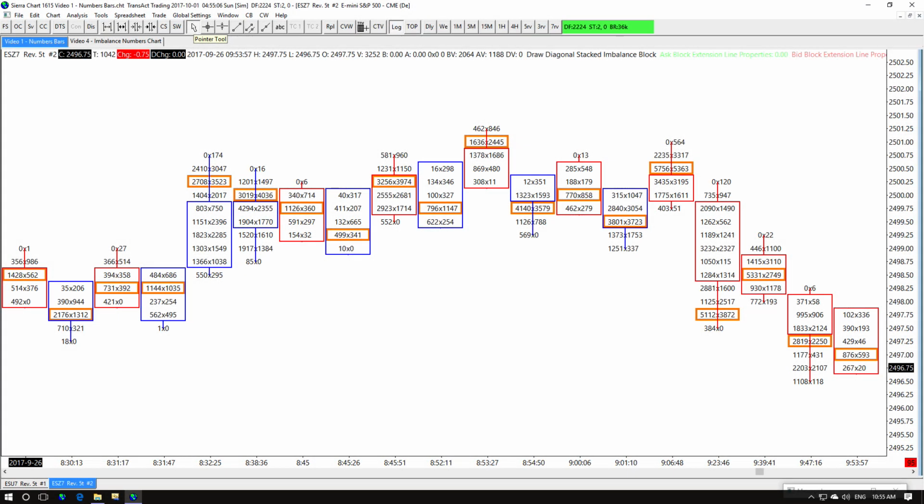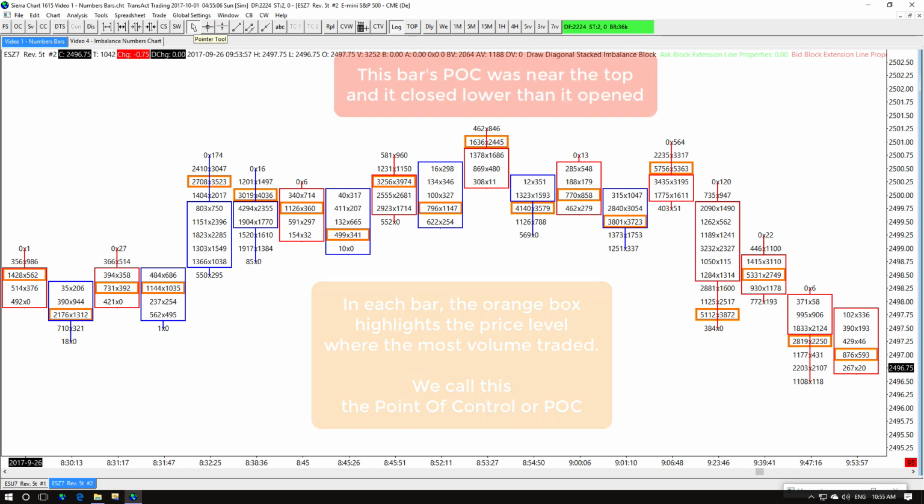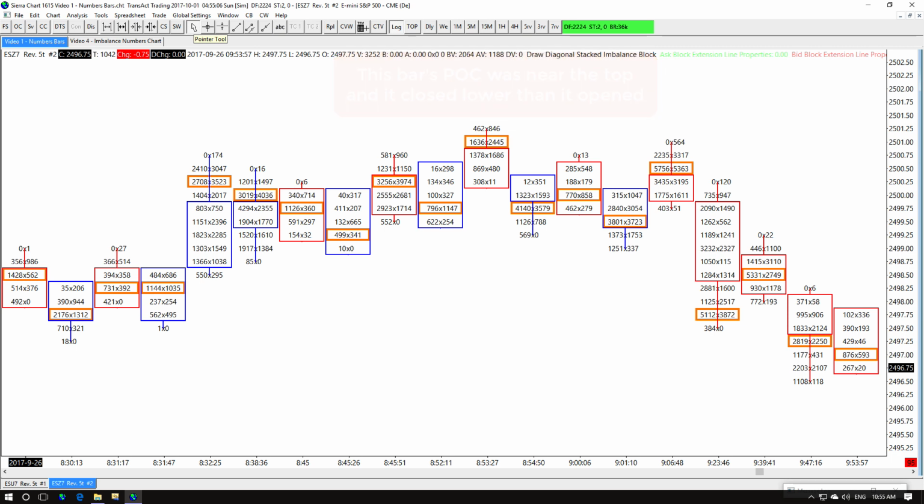Within a price bar, we refer to the price level where the most volume traded as the point of control. You can highlight this price level using numbers bars. Let's imagine a price bar where the maximum volume traded, the point of control, occurred at the top of the bar, but the bar actually closed lower than where it opened. It was a down bar. What this shows us is that there was a fought-out battle between the buyers and sellers using heavy volume at the top of the bar, but because the bar closed lower, the sellers won.